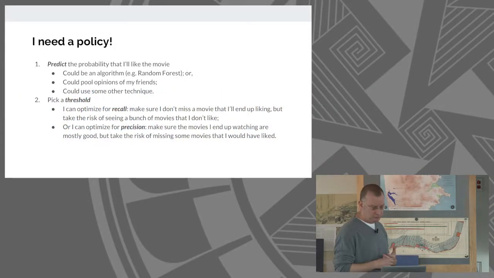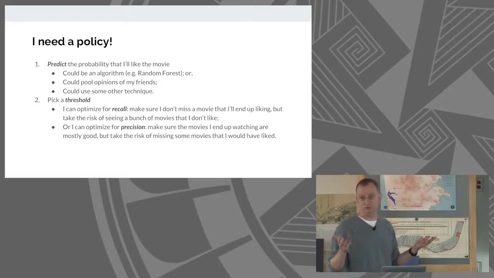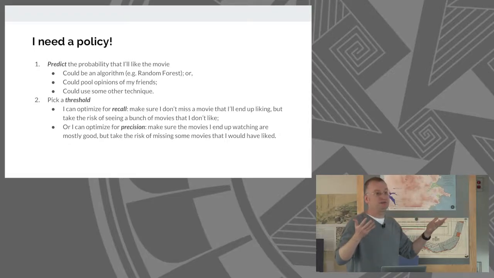So I need a policy, basically. I need the predictor. That's the probability that I'm going to like the movie. It could be a random forest or a gradient boosting or a neural network like we just discussed. But it also could be just me pooling the opinions of my friends. I could ask people who know me and say, which movies do you think I'm going to like? It could just be me thinking about the movie, right? So the point I want to emphasize here is that now we're moving beyond just the world of the algorithm as implemented by machines. Now we're in the world of human policies as well. So these same arguments will apply equally to humans or to algorithms.